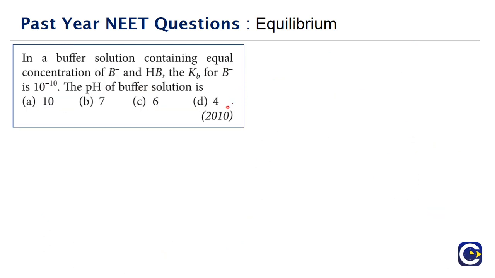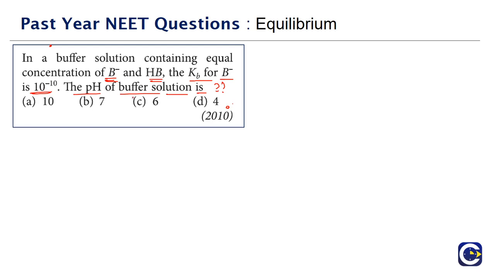Next, we have a straight question on the buffer solution. Here we have the pH calculation. In a buffer solution containing equal concentration of B minus and HB, the Kb for B minus is 10 to the power of minus 10, and the pH of the buffer solution is what? So we need to find what is the pH of the buffer solution.